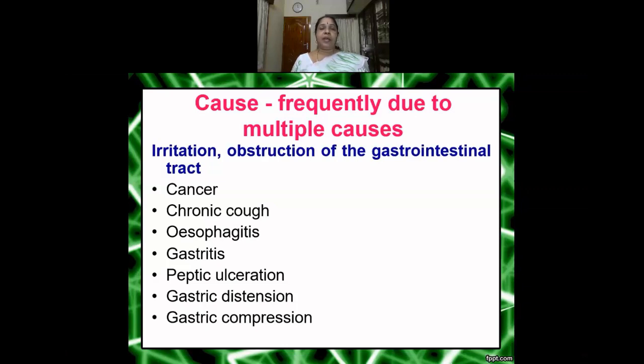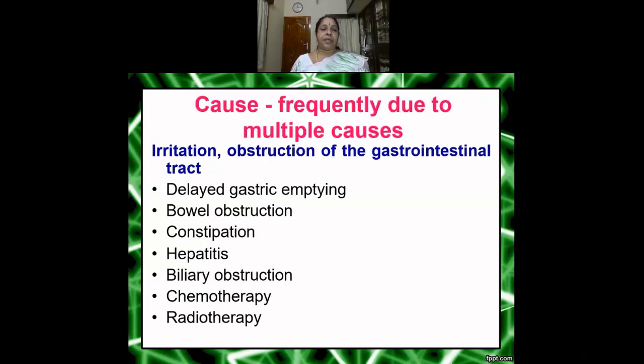Gastric distension is when the contents of the stomach are retained, then it is called gastric retention. Gastric compression can cause nausea or vomiting, when some other force compresses the stomach. Irritation or obstruction can again occur due to delayed gastric emptying, when the contents of the stomach move slowly into the duodenum and then later into the small intestine. Bowel obstruction is when there is some obstruction in the bowel due to growth of a tumor or a cancer.